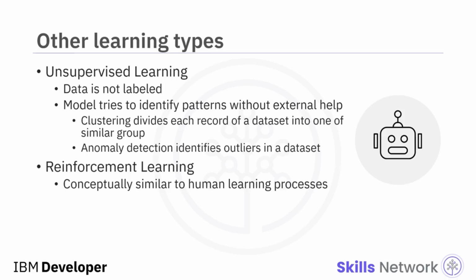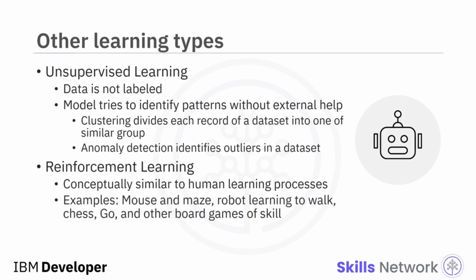And the third type of learning, reinforcement learning, is loosely based on the way human beings and other organisms learn. So think about a mouse in a maze. If the mouse gets to the end of the maze, it gets a piece of cheese. This is the reward for completing a task. The mouse learns through trial and error how to get through the maze to get as much cheese as it can.